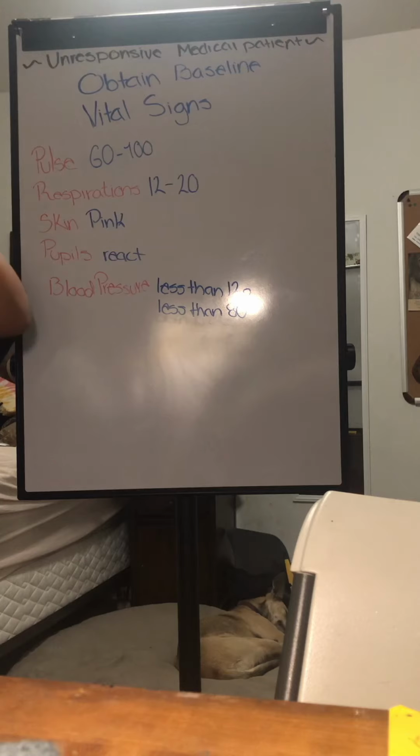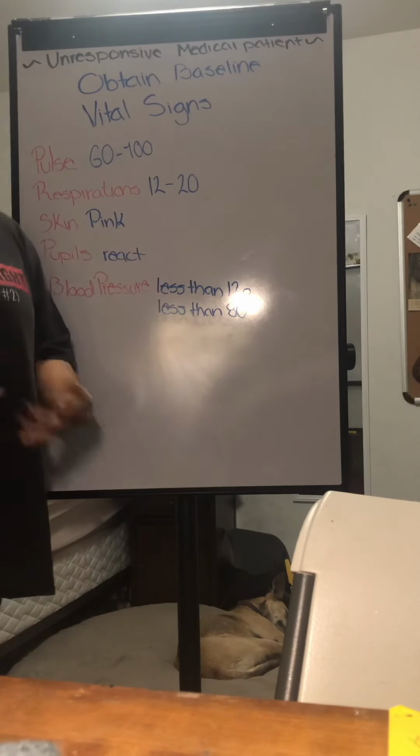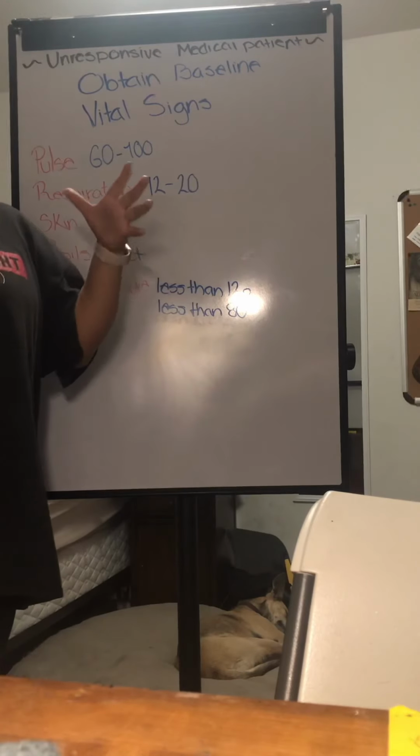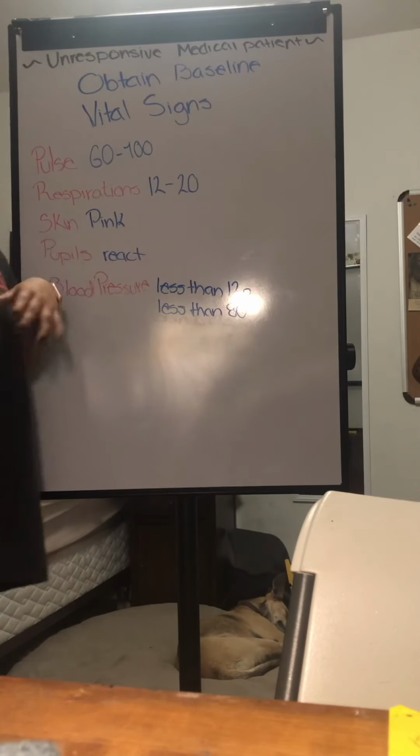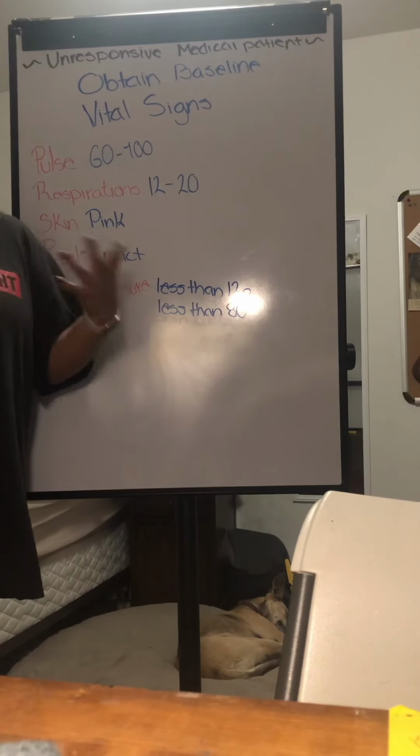Then the skin. The normal color is pink, which means that everything's circulating, everything's fine. So that's not a main concern. If the skin is pale and clammy, that could mean that he's going into shock.